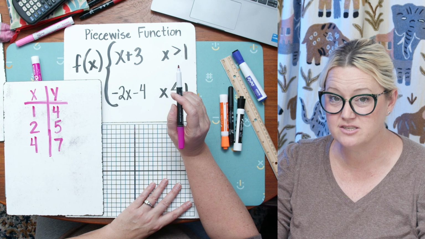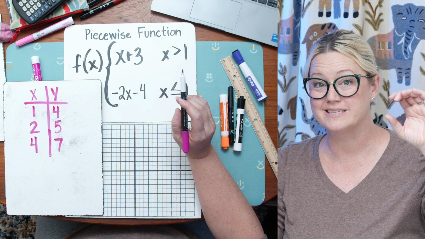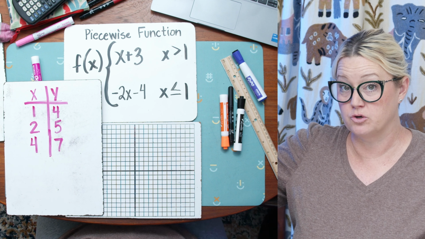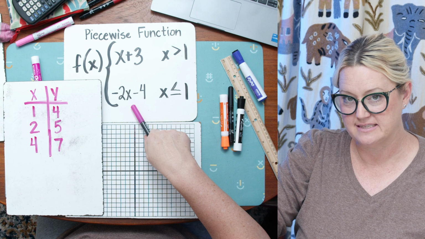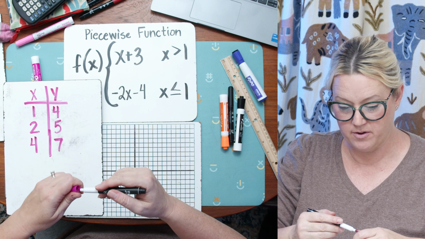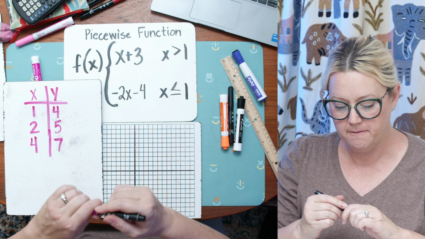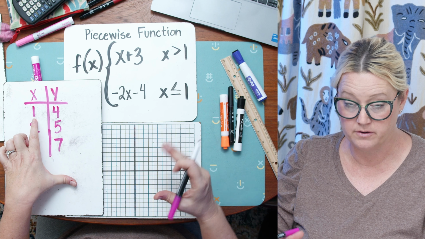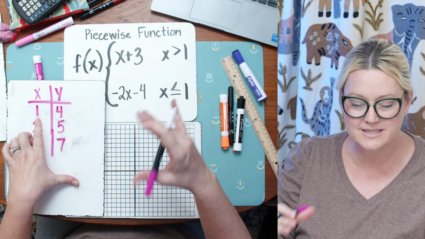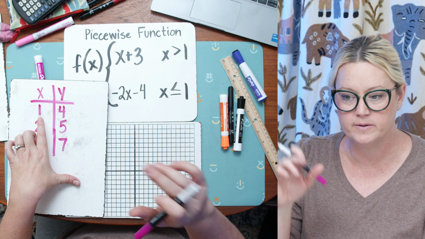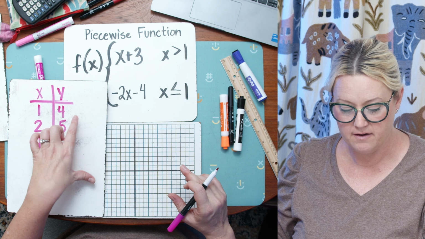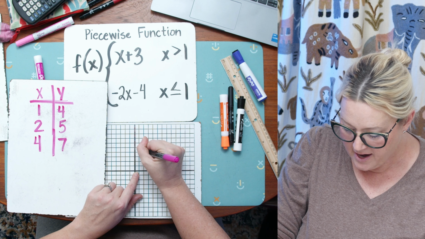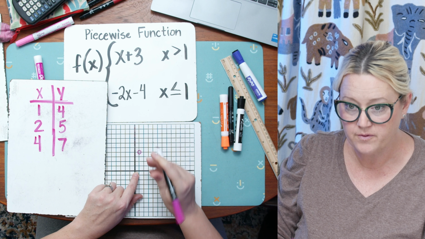Since it says just x is greater than 1, I'm going to have an open circle because it doesn't include that point, right? When x is actually 1, it's going to be on this other line. So my first line, my pink line, for the starting point, I know it's not actually 1 and 4, but we're going to put an open circle at 1 and 4. So when x is 1, we go 1, 2, 3, 4, and I'm going to put an open circle right there.